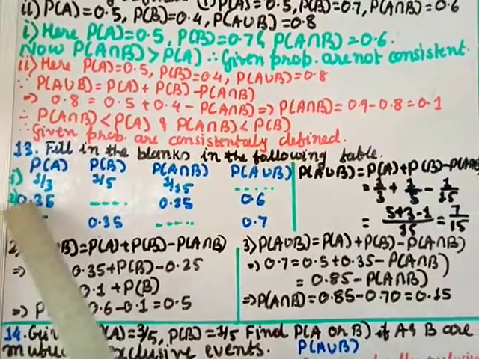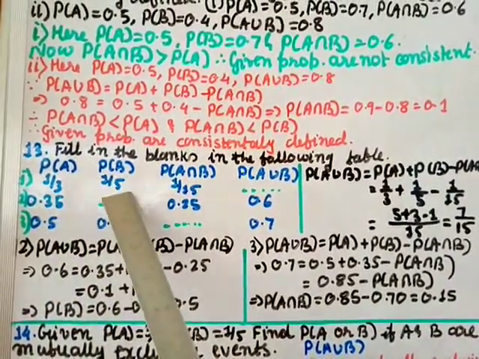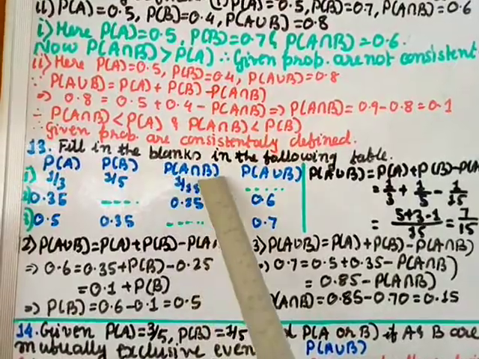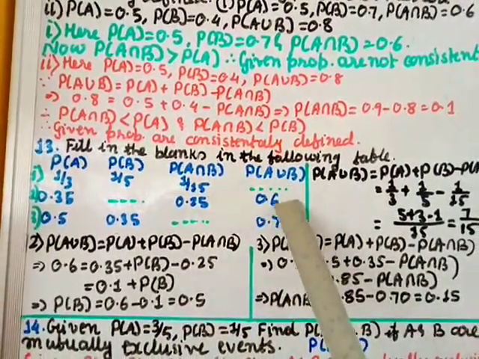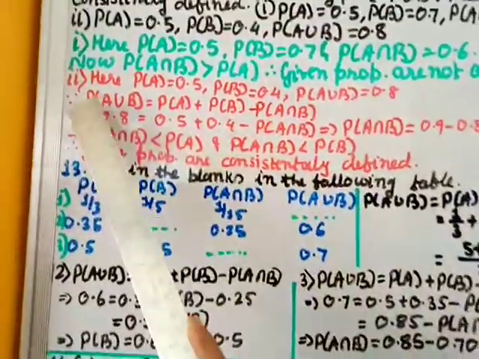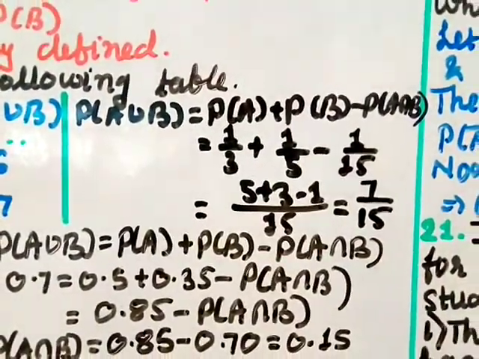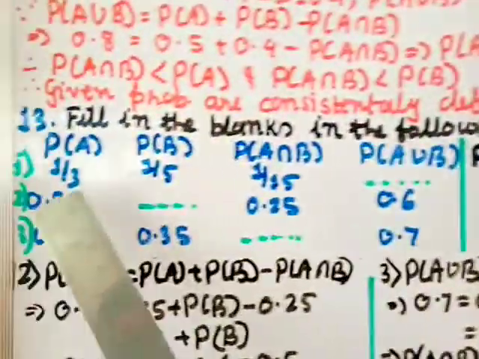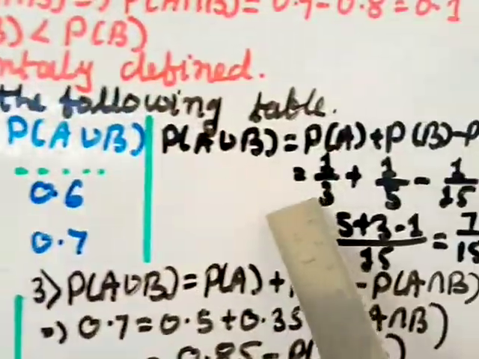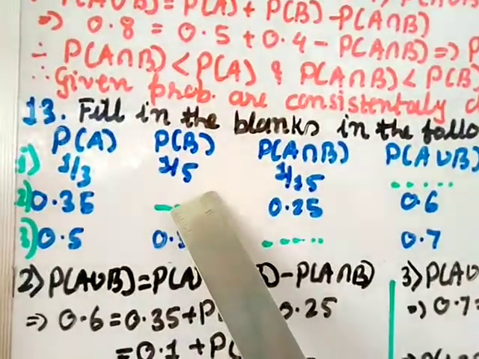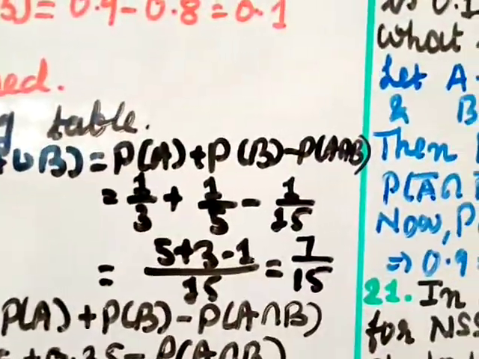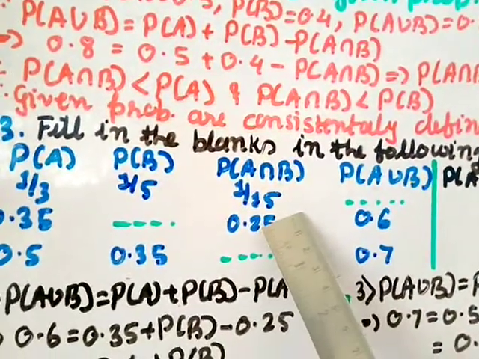In number 1, P of A is 1 by 3, P of B is 1 by 5, P of A intersection B is 1 by 15, and A union B you have to find. For this we shall use this formula, which we used before. So I used here P of A union B equal to P of A plus P of B minus P of A intersection B. P of A given to you 1 by 3, put the value, plus P of B is 1 by 5, minus A intersection B is given to us 1 by 15.